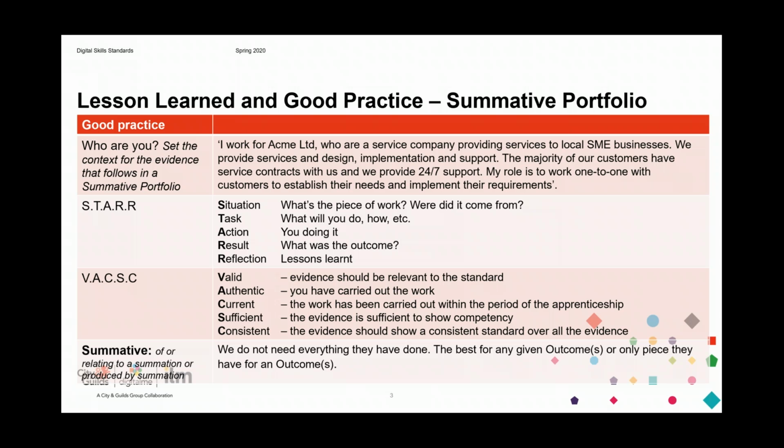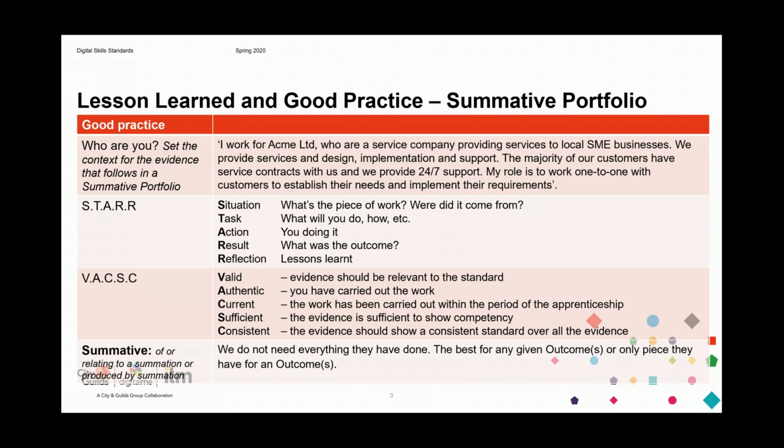Sufficient is a tough one. Do we want 400 pages or do we want 4 pages? The only way we can really explain it is we're looking for quality and not quantity. Make sure they've covered the outcomes, and that they are giving us the best possible work against those outcomes.